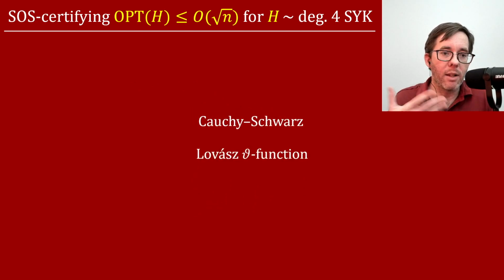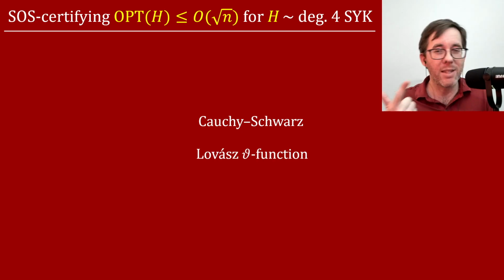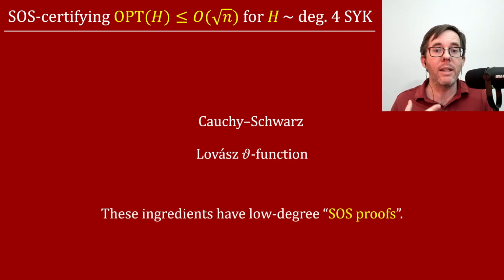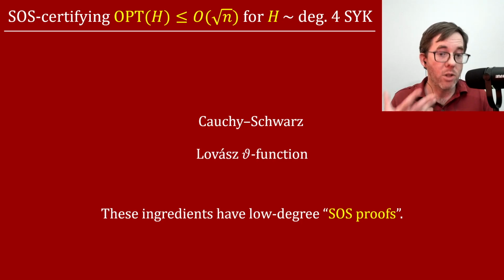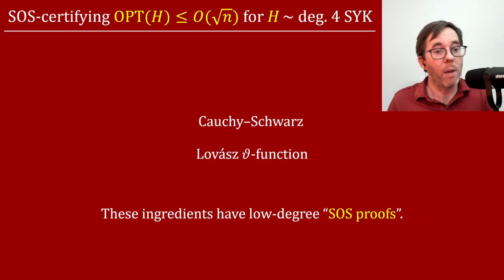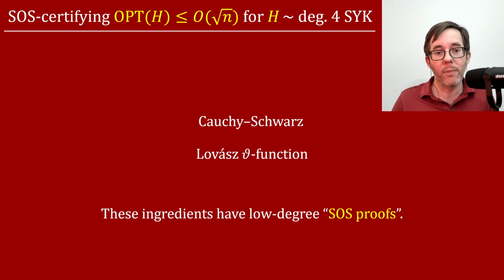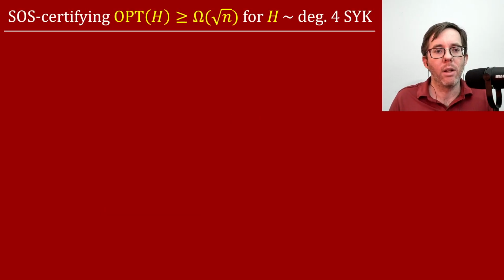Finally, let me just end this section about the upper bound by pointing out that the two inequalities we use in the proof, the Cauchy-Schwarz and the Lovász theta bound, which is a kind of SDP inequality, are both exactly the sort of things that have low degree sum of squares proofs. So if you know what this is, you won't be surprised to learn that you can carry out this certification in low degree SOS. And this is the reason why we have efficiently findable classical certificates that for SYK, the optimum is order root n. Okay, so let's move on to the lower bound.